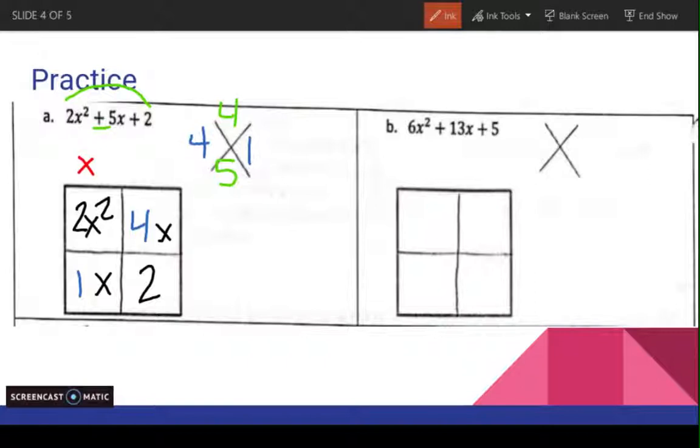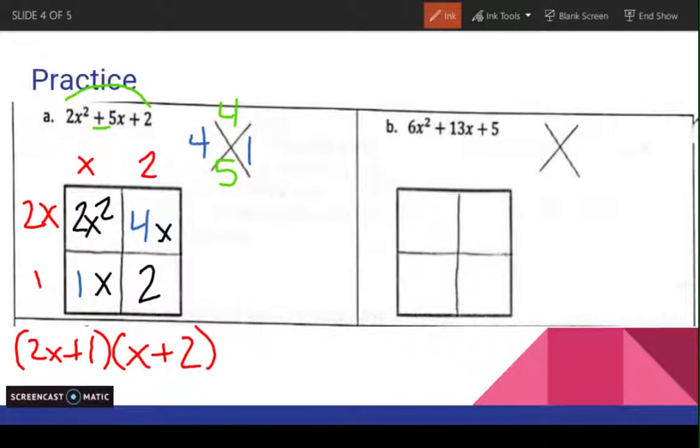Now we find the GCF of the left column. We've got x. The GCF of the right column is 2. The GCF of the top row is 2x. And the GCF of the bottom row is just 1. So when we write out our factors, we have 2x plus 1 times the quantity x plus 2. And that's it. Let's look at one more example real quick before you get your practice problems to do on your own. For letter B, 6 times 5 is 30. The middle number is 13. Two numbers that multiply to 30 that add to 13 are 10 and 3.